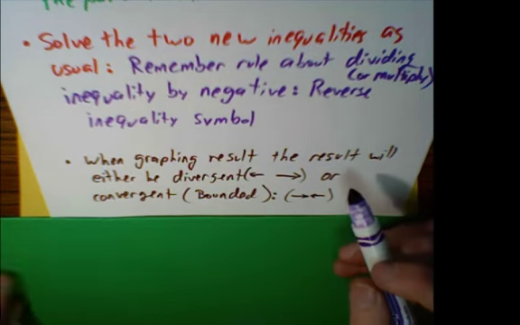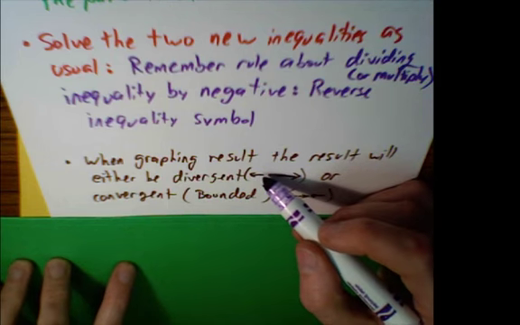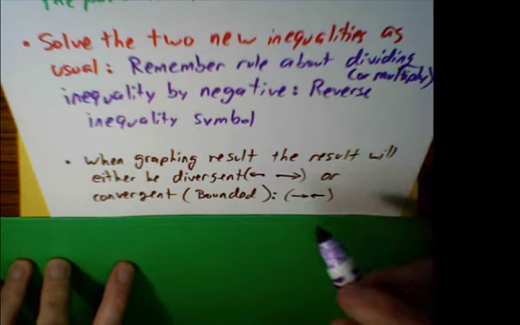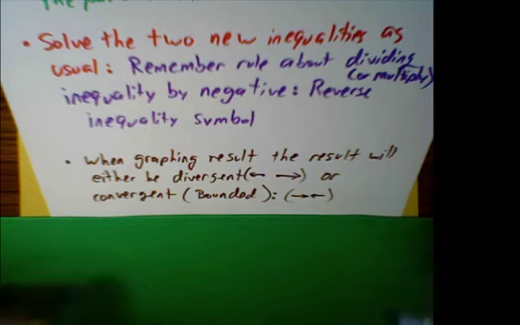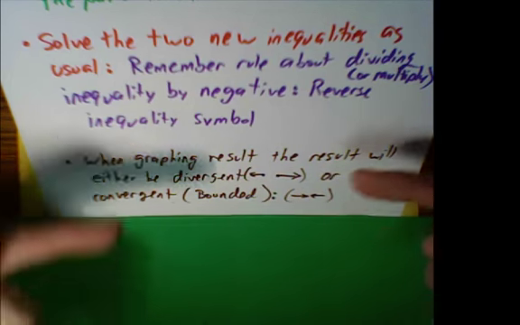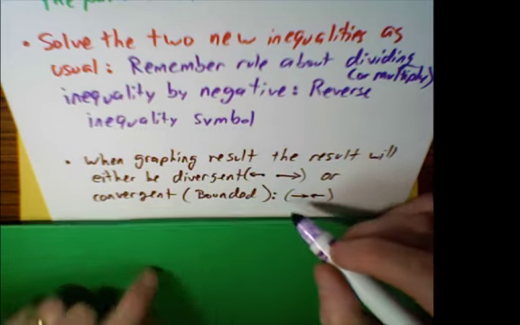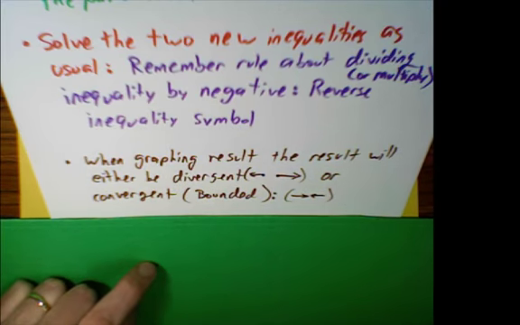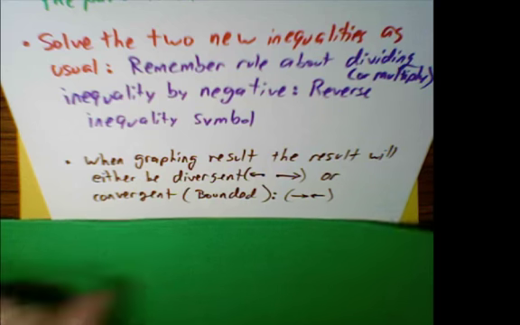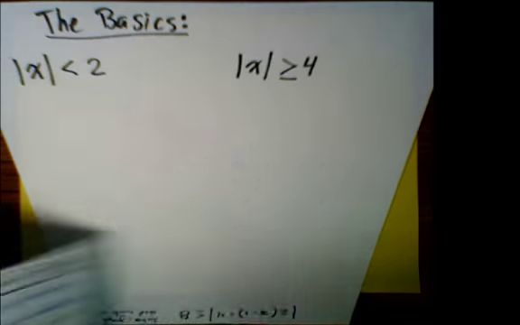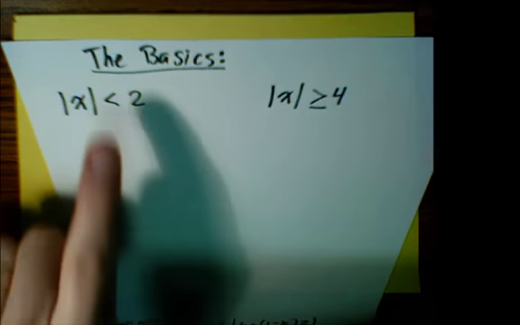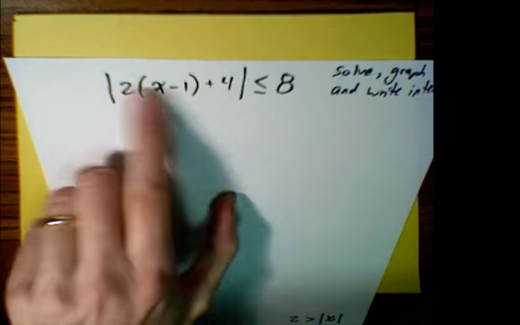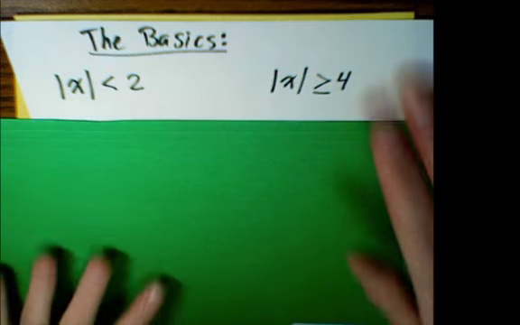When graphing, the result is either going to be two graphs that are going in opposite directions, or one interval where the two sides are coming together, bounded on both sides by a number. You'll see this in a few moments. So what we're going to do is we're going to try a couple basics, and then we're going to work on a harder problem. But it's important that we illustrate what the basics will look like.